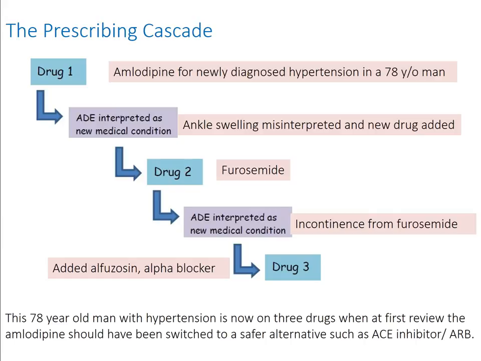Subsequently, he comes to see the doctor to complain of incontinence, that he has wet himself, and now he cannot go out socially because he's afraid of this happening again. The doctor now assumes he's a 78-year-old man, it's probably prostatic hypertrophy, so we'll give him something like alfuzosin, an alpha blocker for that. So here we have, within a couple of months, this 78-year-old man with hypertension now on 3 drugs. When we look back at first review, what should have happened was that the amlodipine should have been stopped and changed for an alternative, such as an ARB or ACE inhibitor.